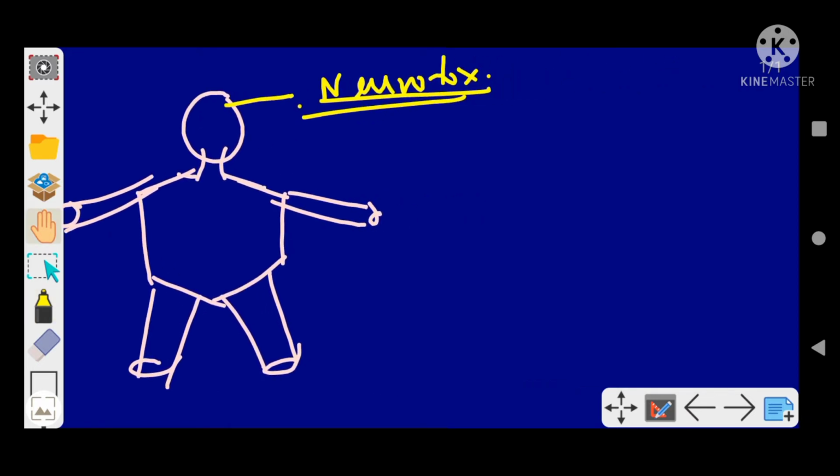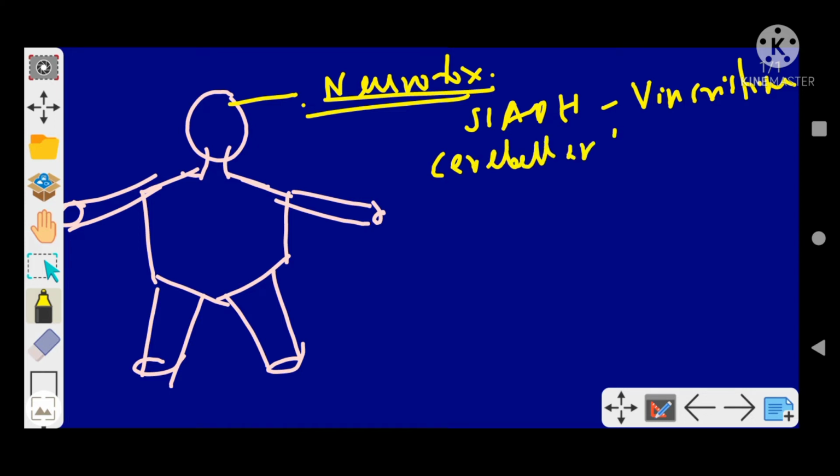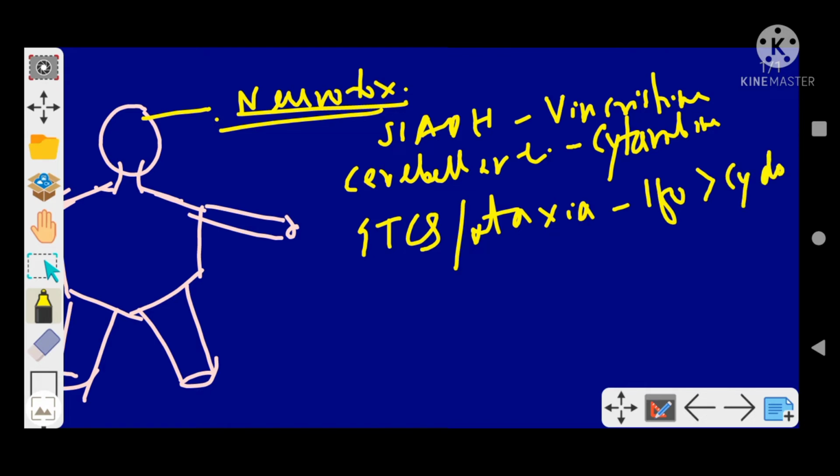See, if we talk about neurotoxicity, SIADH is caused by vincristine, right? Then cerebellar toxicity is caused by cytarabine, correct? Remember the drugs, it is important. So in neurotoxicity: SIADH caused by vincristine, cerebellar toxicity by cytarabine, and GTCS, generalized tonic-clonic seizure, or ataxia, is caused by ifosfamide more than cyclophosphamide, correct? Remember this, this is under neurotoxicity.